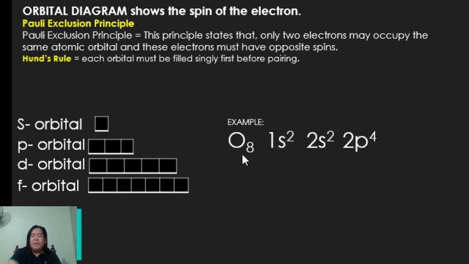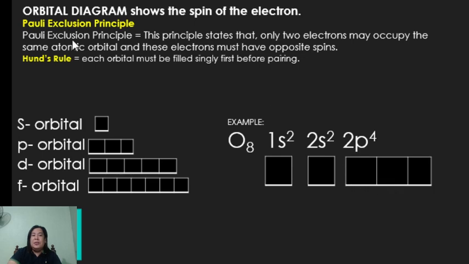In our first example, oxygen, with electron configuration of 1s2, 2s2, and then 2p4. You will write the orbital diagram of these 3 sublevels present in the electron configuration. For the s orbital, you have one box. It is still s. And then for p, you have 3. According to the Pauli exclusion principle, only 2 electrons may occupy the same atomic orbital, and these electrons must have opposite spin.